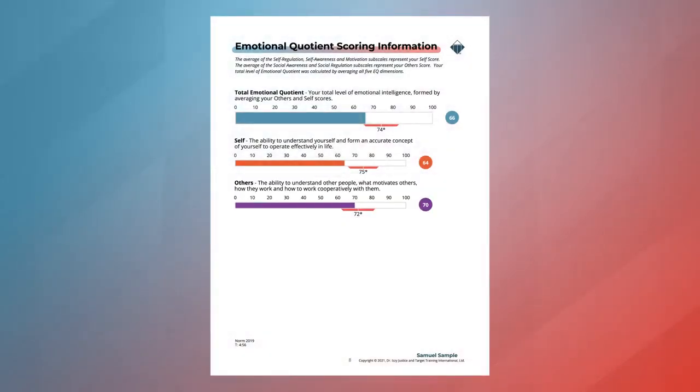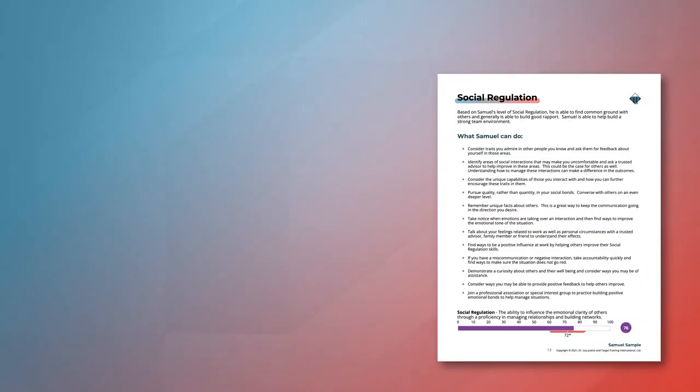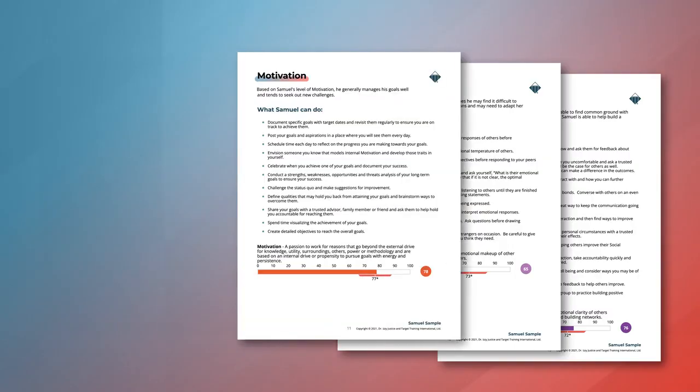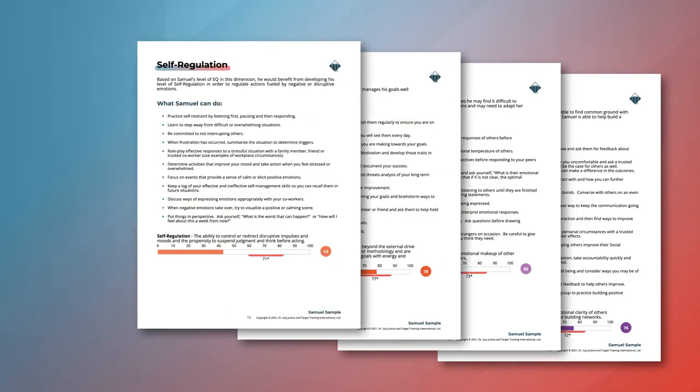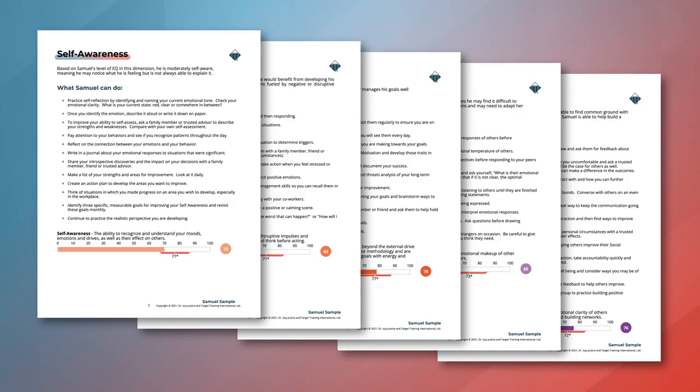Using this 3-graph portion of the report, the recipient can quickly see if their EQ struggle is within themselves or with their interactions with others. The What You Can Do section of the report outlines specific steps that the recipient can take to improve their EQ based on their particular score.